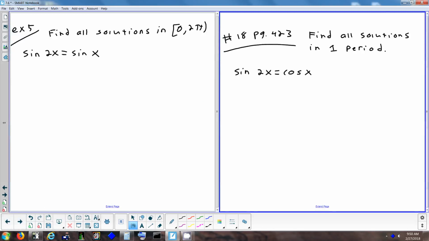No, Gracie, I'll let you pick. 5. 5. They're really almost the same thing. They're not very different at all. So let's do 5. Okay.